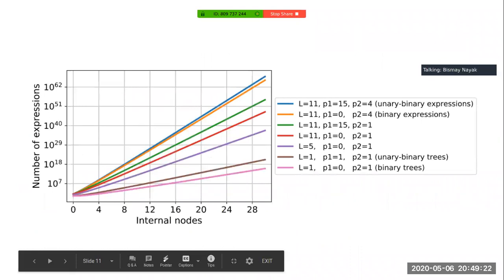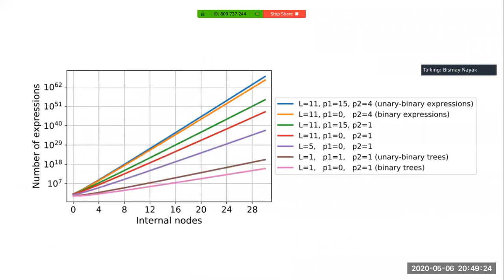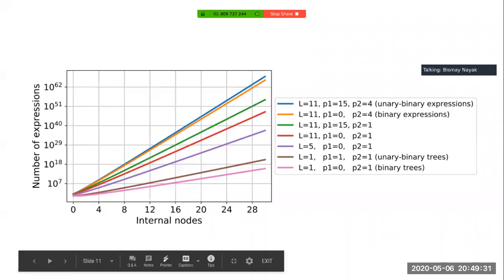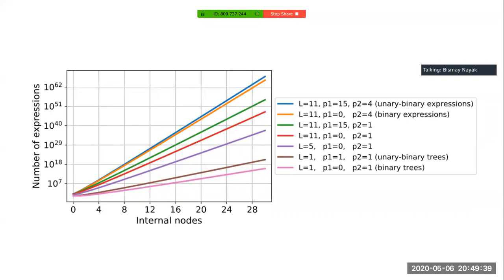This graph shows how many expressions we will be able to generate given a particular set of parameters. The last two curves denote the number of possible unary-binary trees and binary trees. You can see here the value of L equals 1, P1 equals 0 and P2 equals 1. So this refers to the number of possible binary trees.